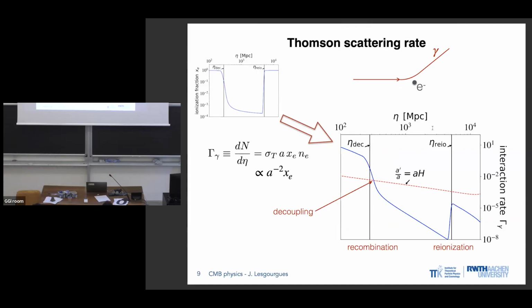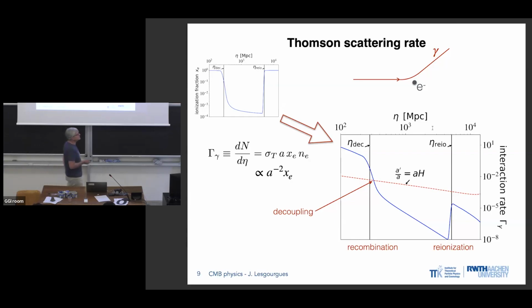So sigma T is a constant, and so when the ionization fraction is a constant, which is true in the early and late universe and in the middle, the scattering rate scales like a to the minus 2. So you have here some region where the scattering rate goes down like a to the minus 2. And then when xe goes down or goes up exponentially, you have this exponential drop or this exponential rise here.